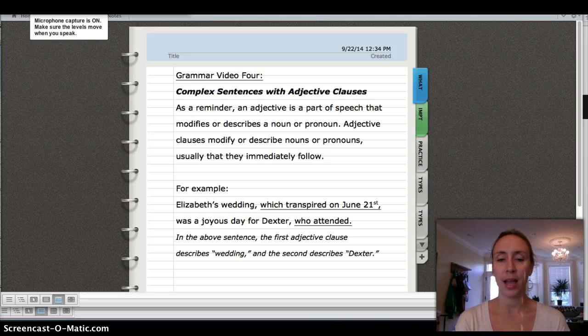As a reminder, an adjective is a part of speech that modifies or describes a noun or pronoun. Adjective clauses modify or describe nouns or pronouns, usually ones that they immediately follow in the sentence. These are the same as relative clauses.